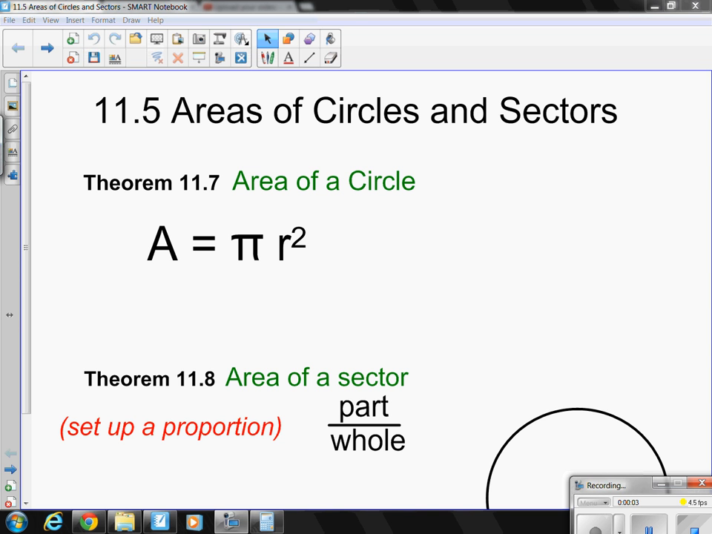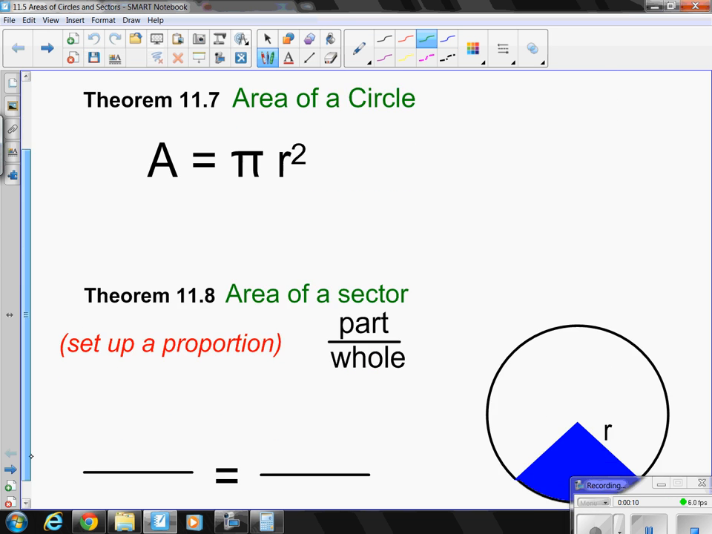11.5 areas of circles and sectors. A formula you should know: the area of a circle is area equals pi r squared.